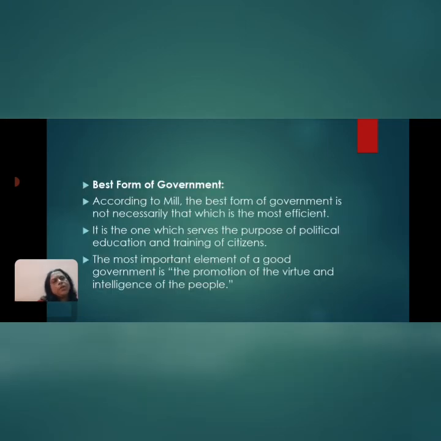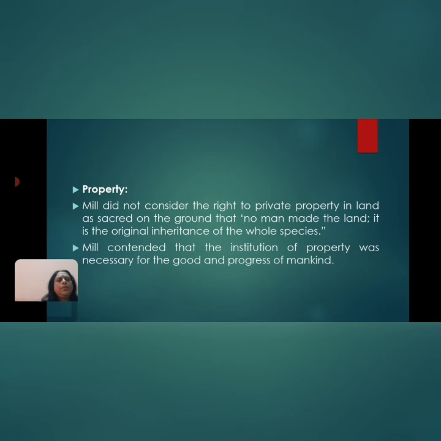So next he talks about the best government. So according to him, which is the best government? He says that the best government is not necessarily that which is the most efficient. It is the one which serves the purpose of the political education and training of its citizens. The most important element of good government is the promotion of virtues and intelligence of the people.